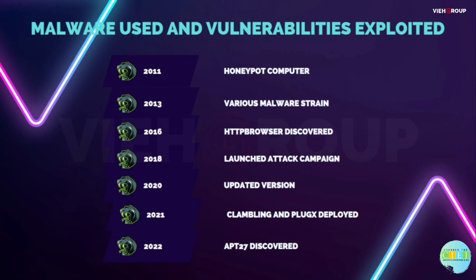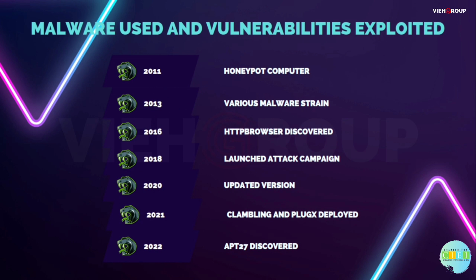Now, the malware that was used and the vulnerabilities that were exploited by the team. Starting in 2011, a honeypot computer discovered the exploitation of a vulnerability in a Microsoft product, in which APT27 dropped Ghost RAT, which is basically pronounced as GH0ST RAT. Later on, in 2013, the group was discovered using various PlugX malware strains.